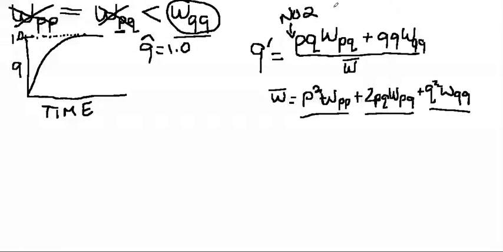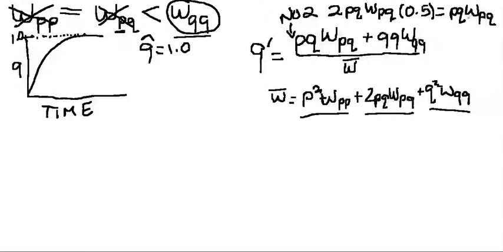So if you wanted to think about it, what we really have is 2PQ WPQ here. But since only 50% of the alleles are going to be a Q allele in the gametes, we have to multiply it by 0.5, which just brings us back down to PQ WPQ. So that's it for selection for a recessive allele.